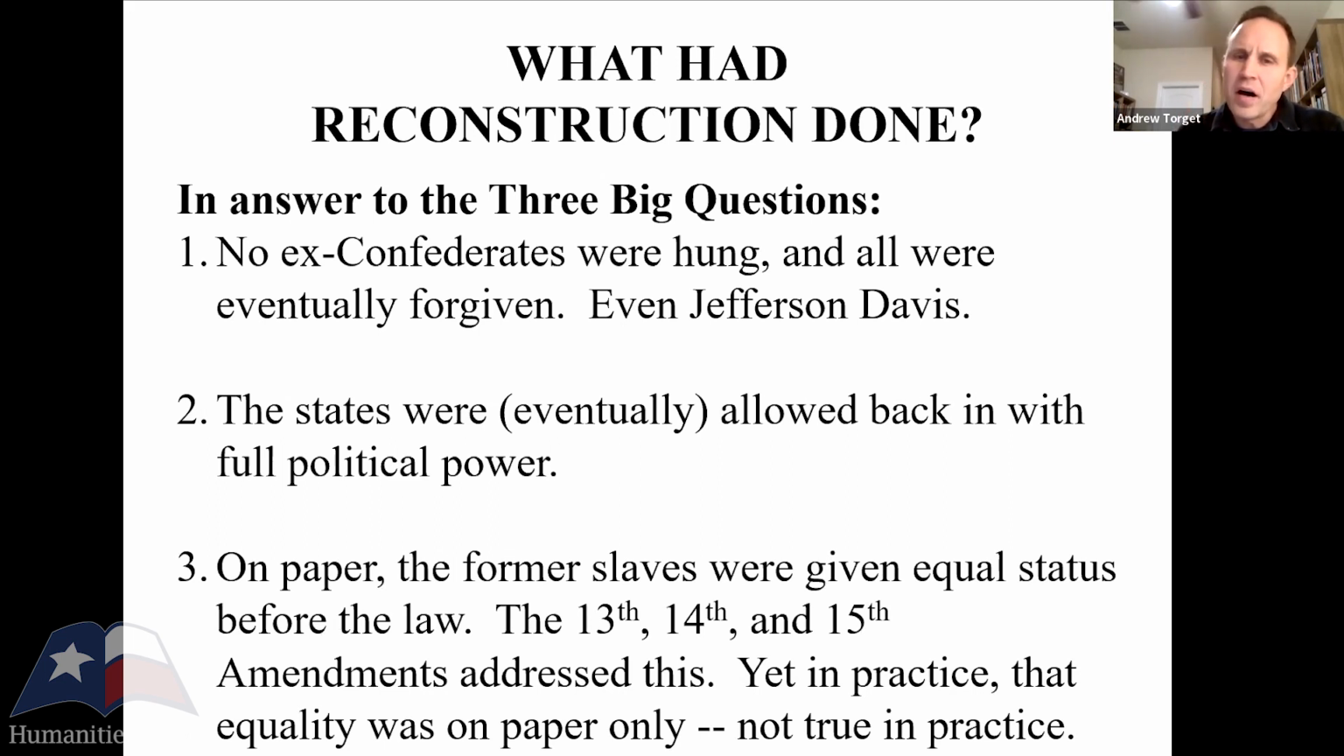But it means that, again, as I said, on paper, the former slaves were given equal status before the law. But in practice, as we see, that will not be the case.